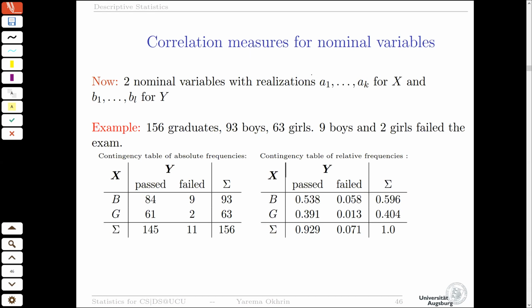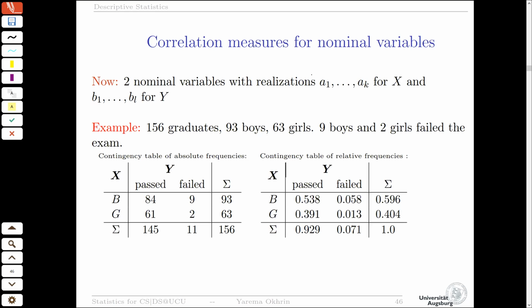But this is not correct in some sense. Mathematically, you can do that, and your software will not say that it's not working, because mathematically you can compute that. But it is simply unreasonable because it is a measure of linear dependence. Here we don't have any linearity. Just imagine how the data looks.